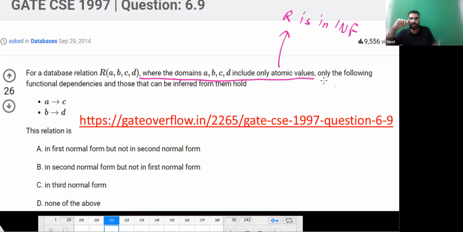Only the following FDs hold, and others can be inferred from them. A determines C, B determines D. These FDs are holding. Okay, so now let's solve this question.